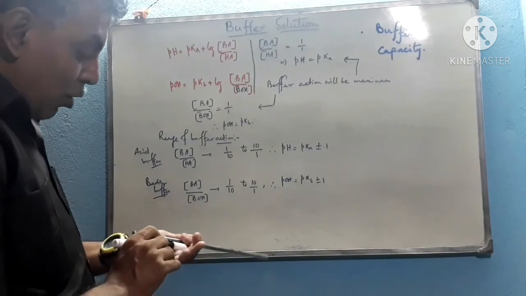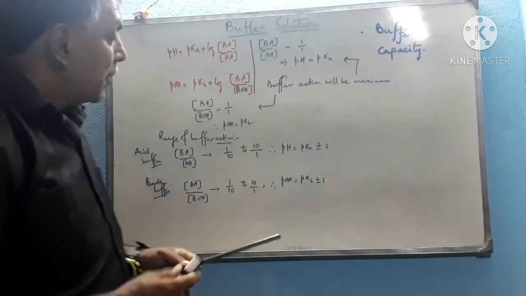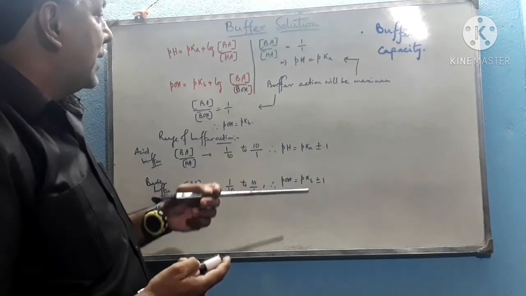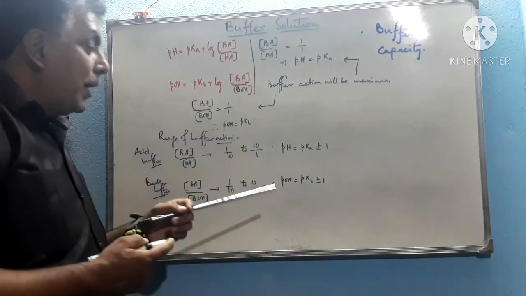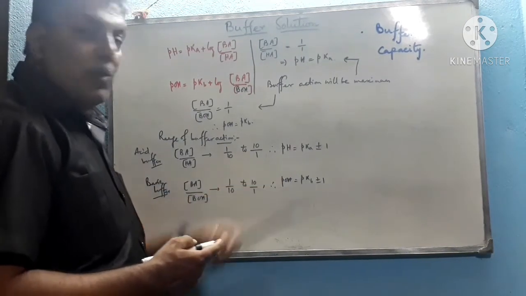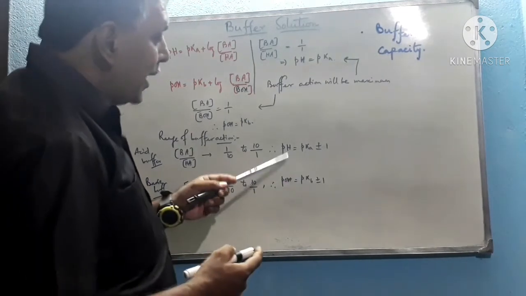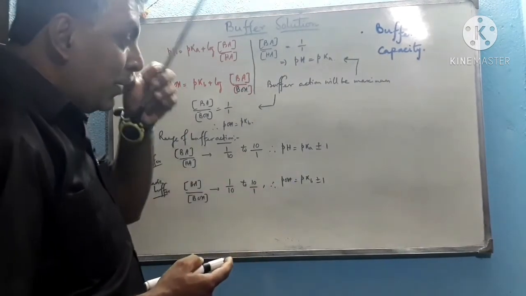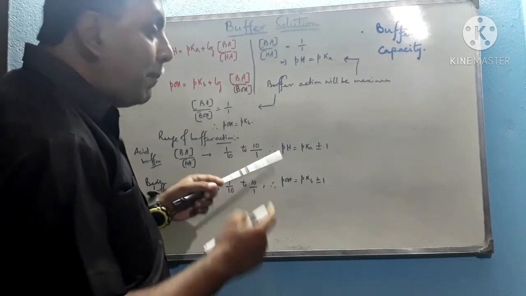We know that all indicators are weak acid. That's why for any weak acid, we can use this relation also: pH equal to pKa plus minus 1. For an acid buffer like this, pH equal to pKa plus minus 1. So for an indicator also, if we know the pKa value, the range of pH will be known to us.